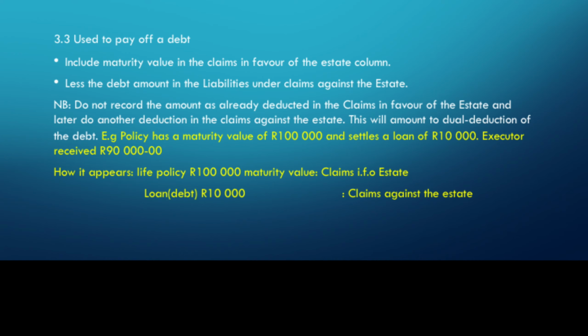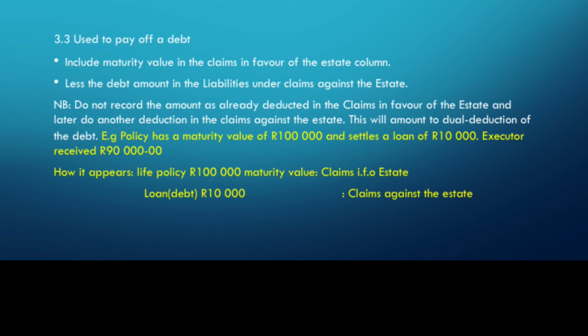As I was saying, for example, a policy has a maturity value of 100,000 and settles a loan of 10,000. The executor receives 90,000. How are you supposed to record it? This is how you are supposed to record it. Life policy, 100,000 at maturity value. You see it there. Then, it will be in the claims in favor of the estate column. Now, that loan is a debt of 10,000. It will be in claims against the estate. So you see there, we did not record 90,000. We recorded 100,000. Why? Because the deduction is going to happen in the liabilities column.